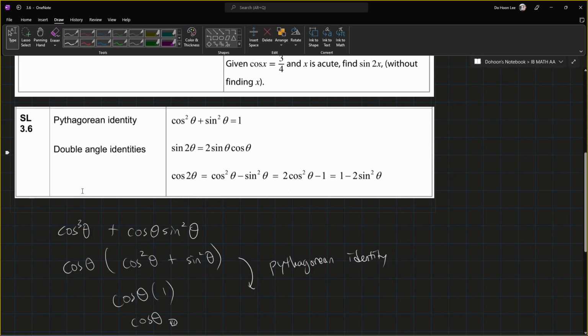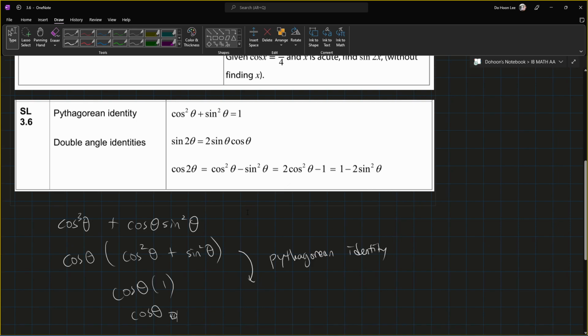The next identities are called double angle identities. As the name implies, double angle identities are useful when you want to find the sine or cosine of twice the given angle. There are two identities, the sine of 2 theta and the cosine of 2 theta, depending on what you need. And also, the cosine of 2 theta has 3 versions. You can pick and choose what you want to go with, also depending on what you want or what you have right now. Let's try this question over here.